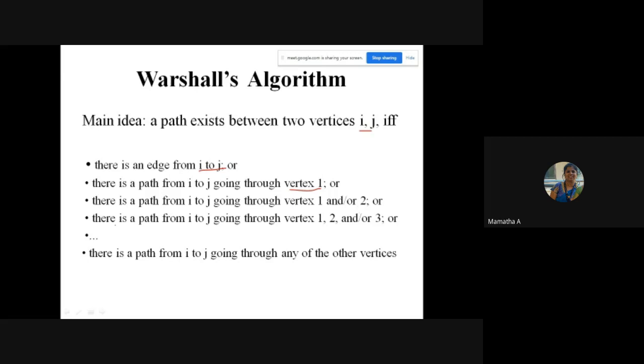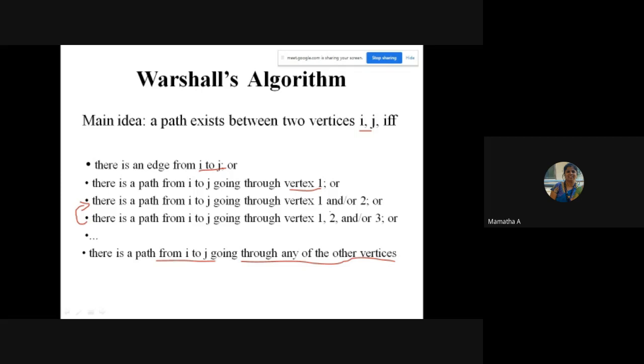Similarly, there is a path from i to j going through the vertices 1, 2 and or 3, right? So to get this solution, I will use the previous solution. This solution would already have told you the path from i to j going through vertices 1 and 2. Yes, 1, 2 and 3, all the three combined. Similarly, I keep on going till I get a path from i to j going through any of the other intermediate vertices. So all combinations I will get at the end.